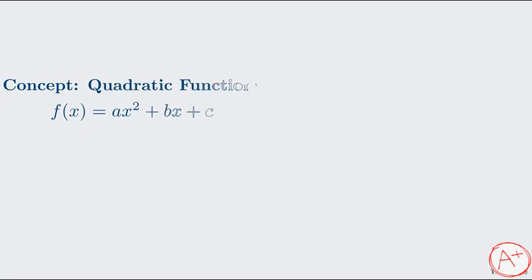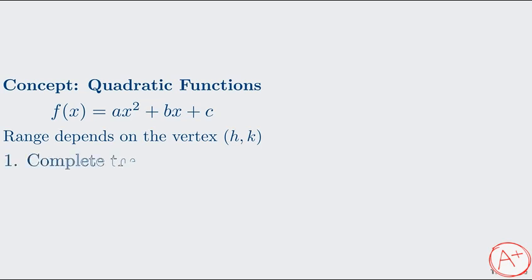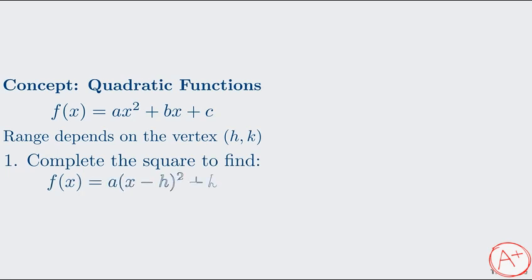Next, we move to quadratic functions. f of x equals ax squared plus bx plus c. Unlike linear functions, quadratics change direction, so the range depends heavily on the vertex. The first step is often to complete the square to find the vertex coordinates, h and k. This tells us the maximum or minimum point of the curve.